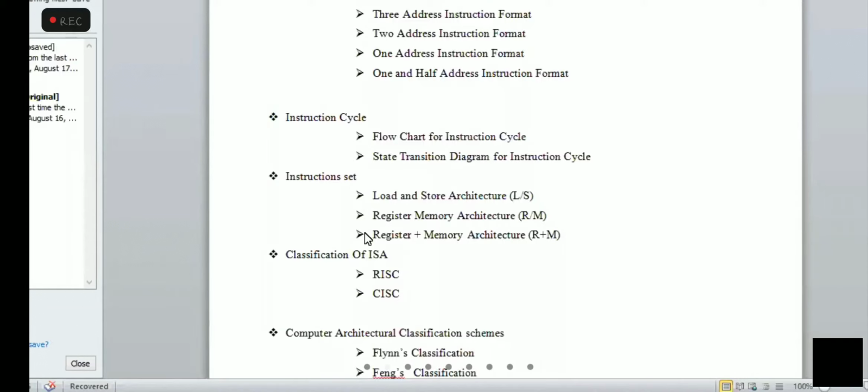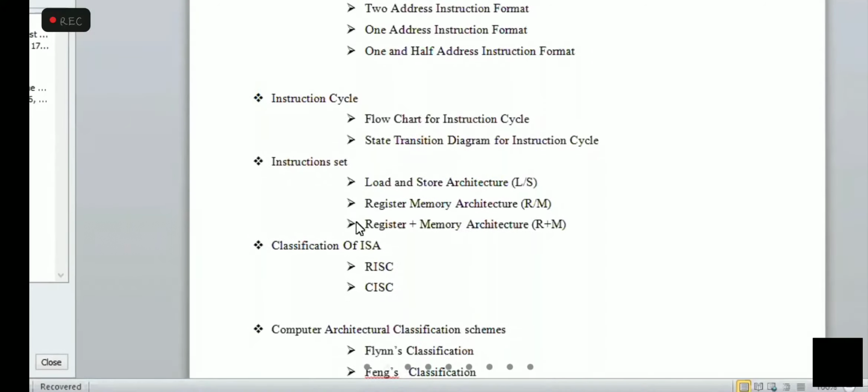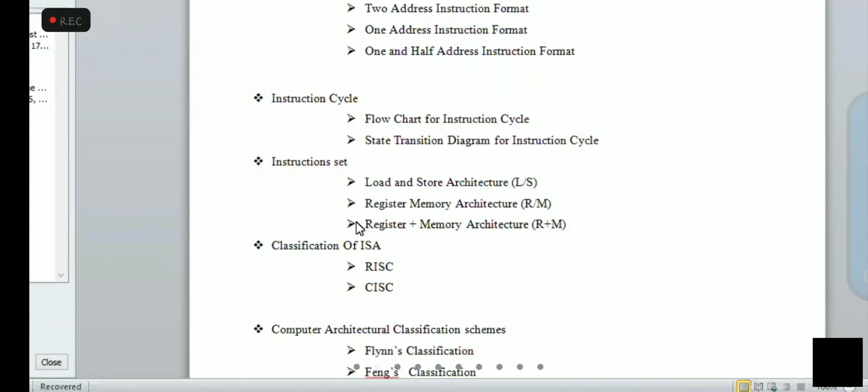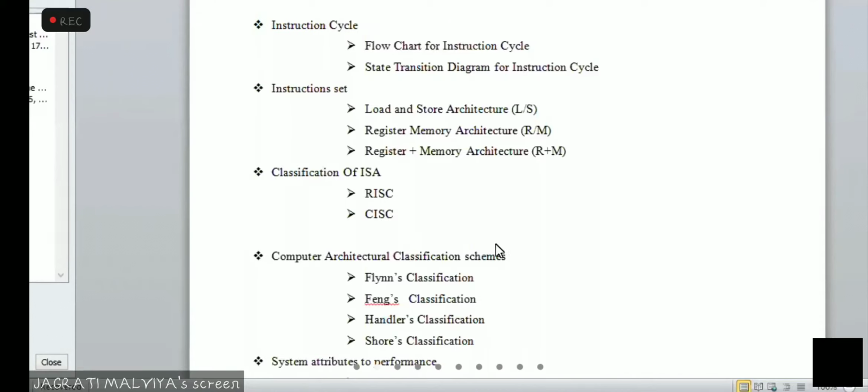The next topic is instruction set. So basically instruction sets are of three types: load and store architecture, that is L and S; register memory architecture, that is R and M; and register plus memory architecture, R plus M. The next topic is classification of ISA, which is further in two types: RISC and CISC. In RISC and CISC, we will discuss architecture of RISC and CISC, characteristics of RISC and CISC, advantages and disadvantages of RISC and CISC, and differentiate between RISC and CISC.